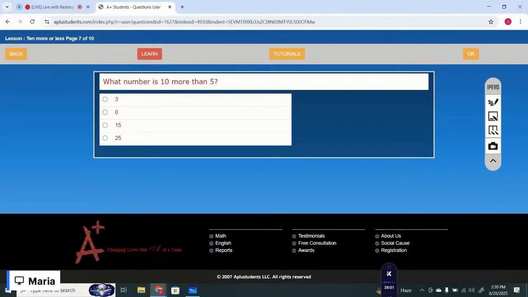What number is 10 more than 5? 10 more than 5 means add 1 to the tens digit. The tens digit is 0. So 0 plus 1 is 1. That is 15. Option number 3 is the correct option.